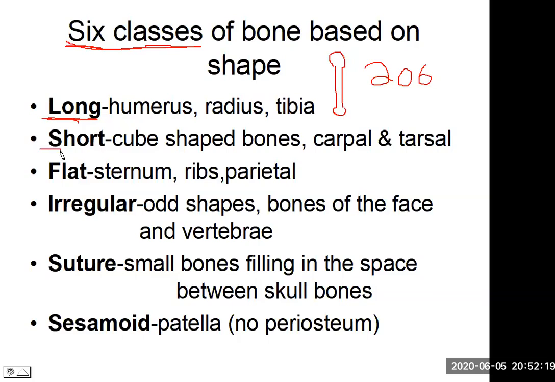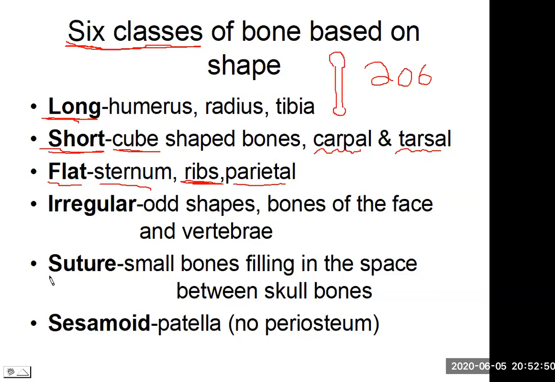Short bones, these roughly boxy, cube-shaped bones, are only located at the wrist, the carpus, and at the ankle, the tarsus. The only examples of short bones. Flat bones, implying that they're thin, so ribs are a great example. The roof of the skull, the sternum, all good examples of a thin, flat bone.